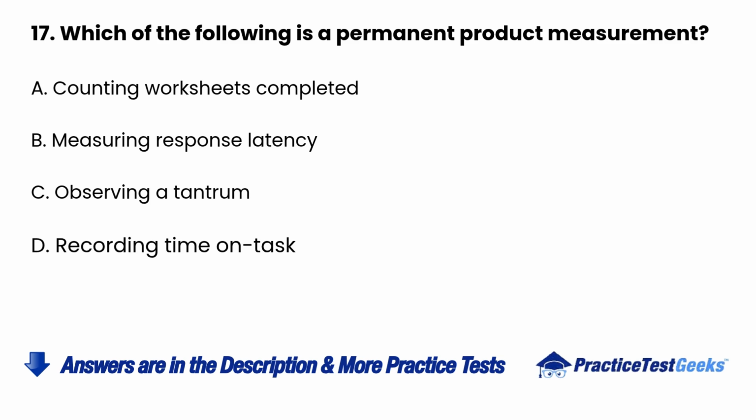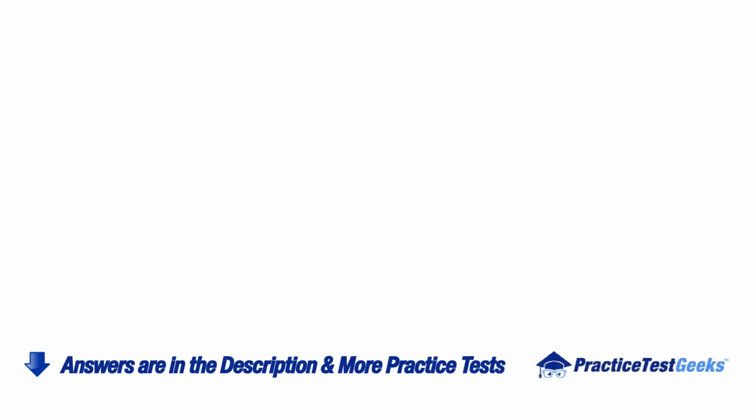17. Which of the following is a permanent product measurement? A. Counting worksheets completed. B. Measuring response latency. C. Observing a tantrum. D. Recording time on task.